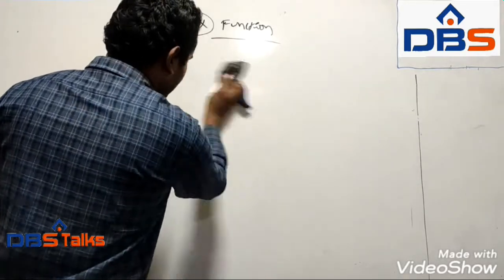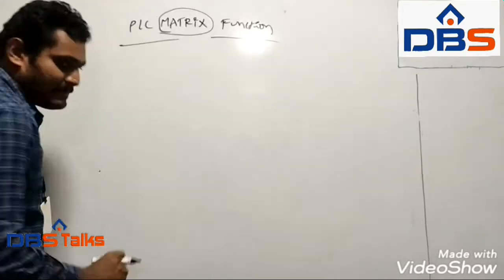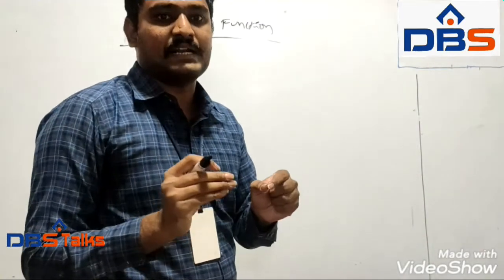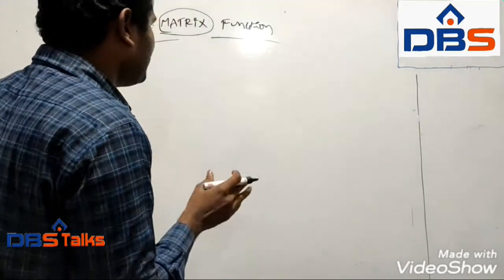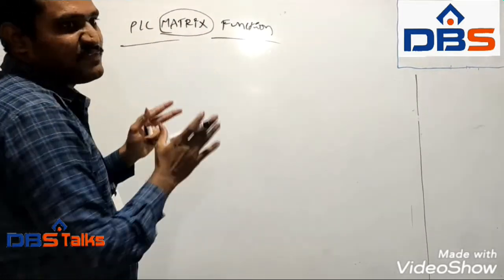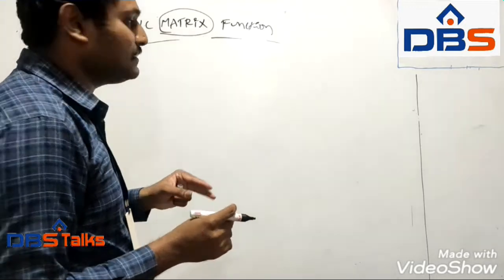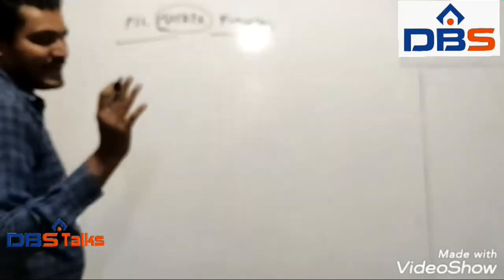I am taking one example to explain this: four 16-bit registers, containing 64 bits in total. I am applying the PLC matrix function to the AND operator, so I am using two matrices.